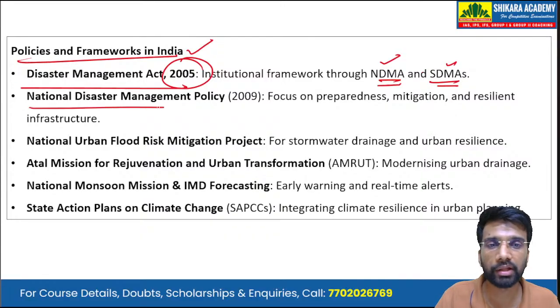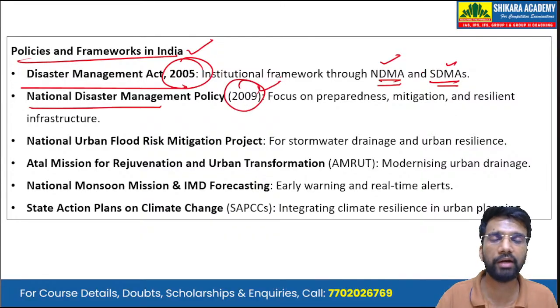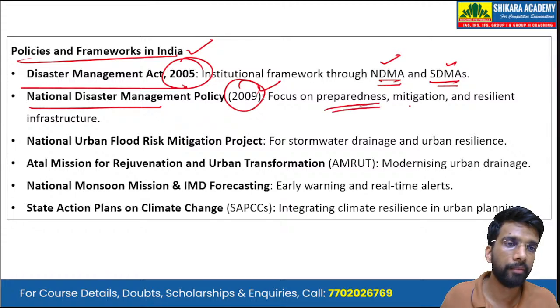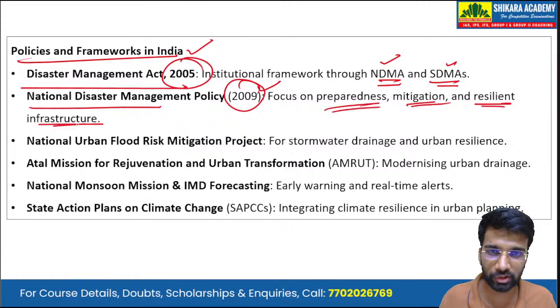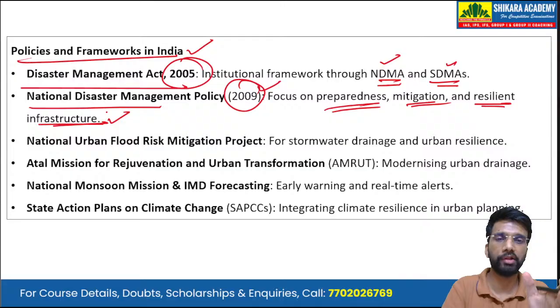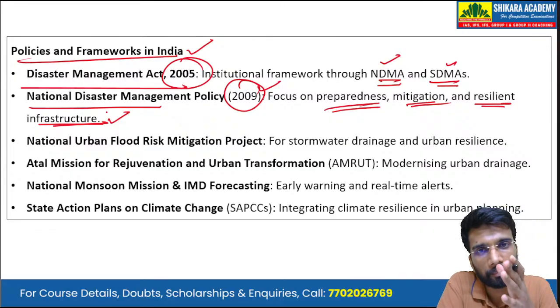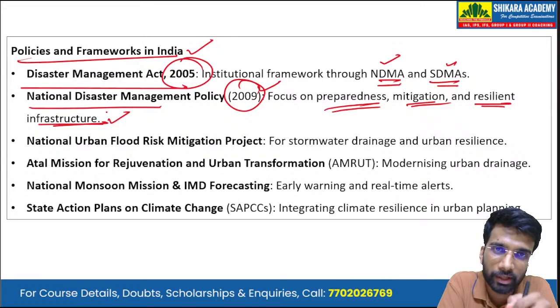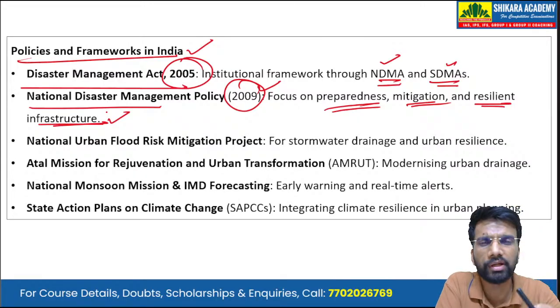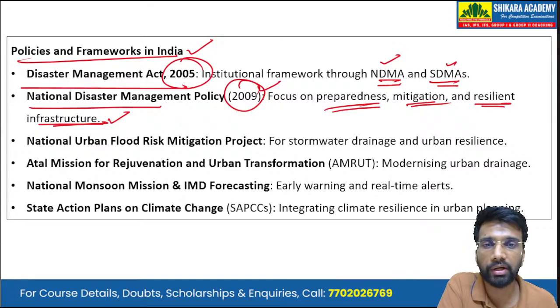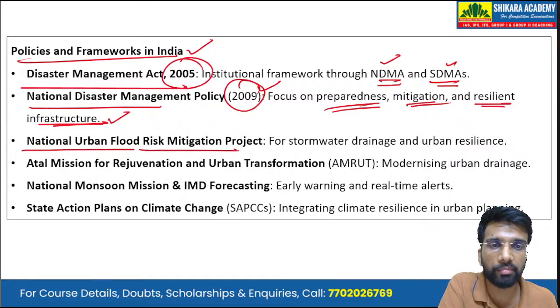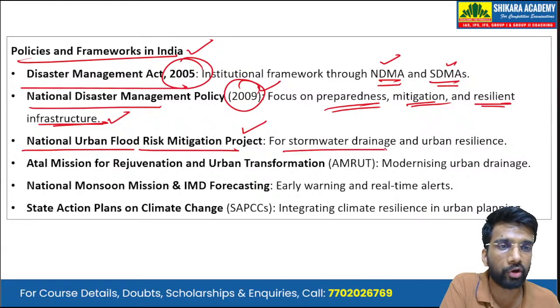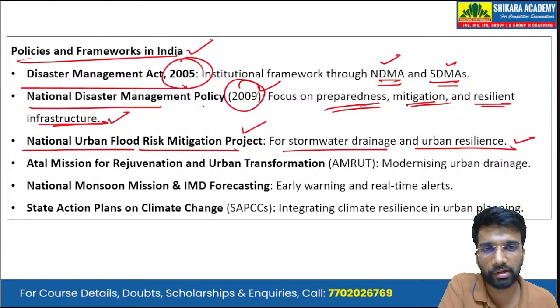Second is the National Disaster Management Policy of 2009 that focuses on preparedness, mitigation and resilient infrastructure. Okay, so focus is on pre-disaster, that is preparing for the disaster, mitigating or reducing its impact, and making resilient infrastructure. Third is the National Urban Flood Risk Mitigation Project for stormwater drainage and urban resilience. Now, this is in the planning phase.